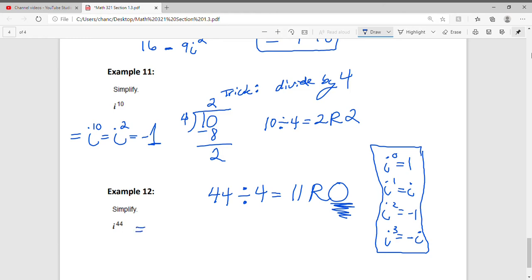So this is equivalent to i to the 0, but I know that's equal to 1. So these questions aren't too bad. You just got to remember the trick, divide by 4.